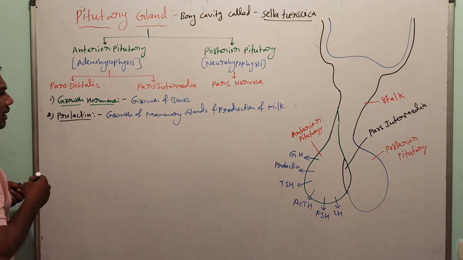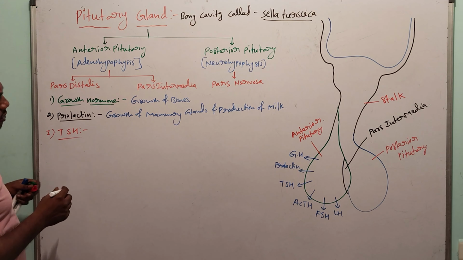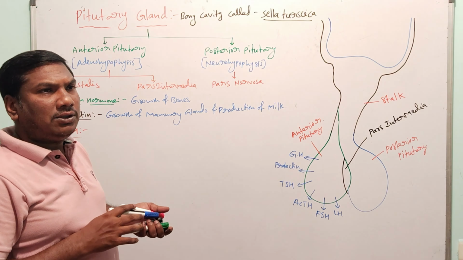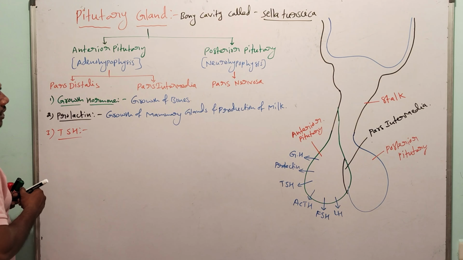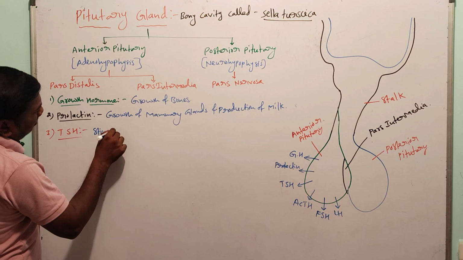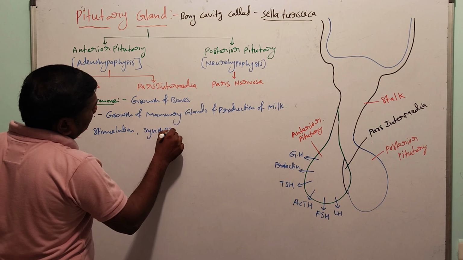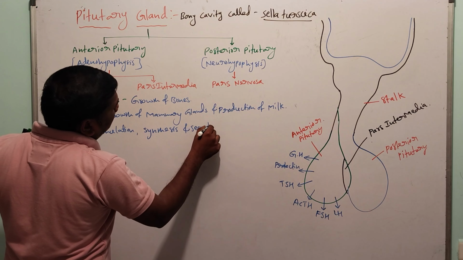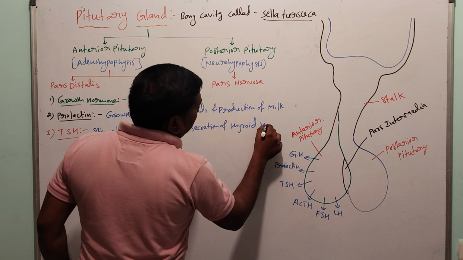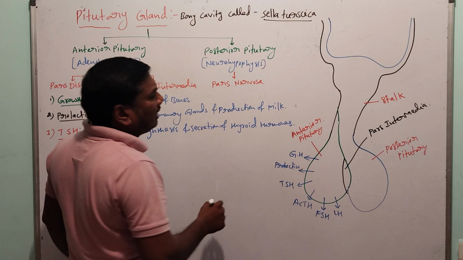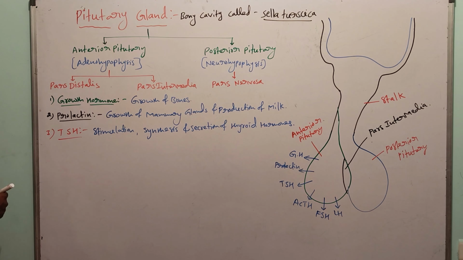And third one is the TSH, thyroid stimulating hormone. This thyroid stimulating hormone stimulates the thyroid gland. It stimulates the synthesis and secretion of thyroid hormones. Simply, it is the stimulation of the thyroid gland.